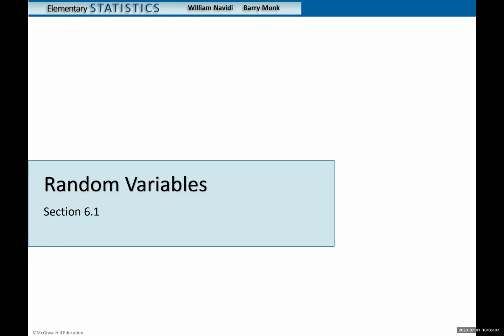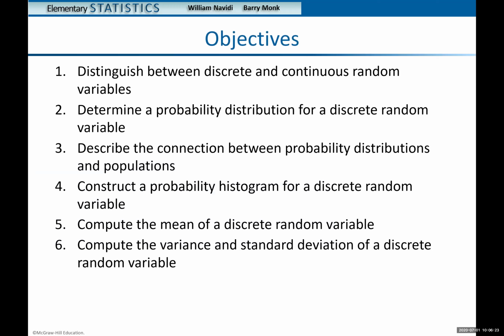All right. 6.1 random variables. Chapter 6 is all about discrete probability distributions. So we start with 6.1 random variables, and these are the objectives. It's a lot. But these are short ones.